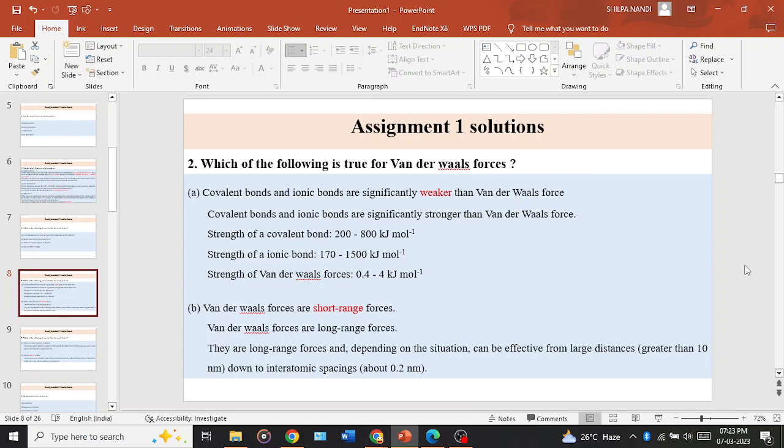Next, the statement that van der Waals forces are short range forces is not true. Why so? Because van der Waals forces are long range forces. Depending on the situation, they can be effective from large distances, greater than 10 nanometers, down to interatomic spacing of about 0.2 nanometers.